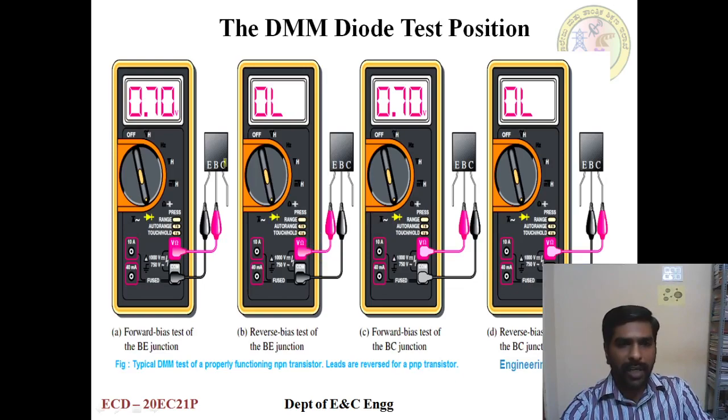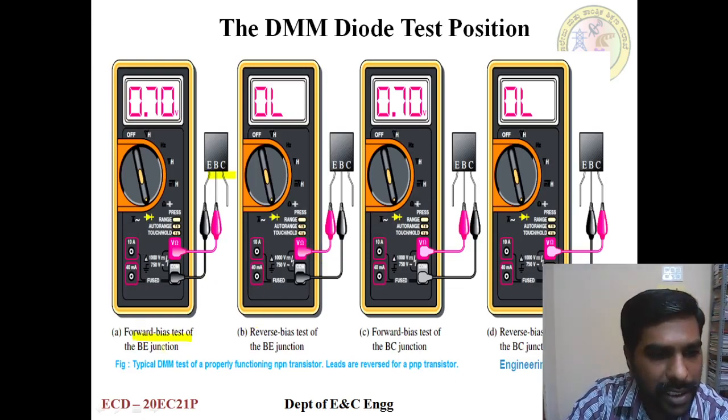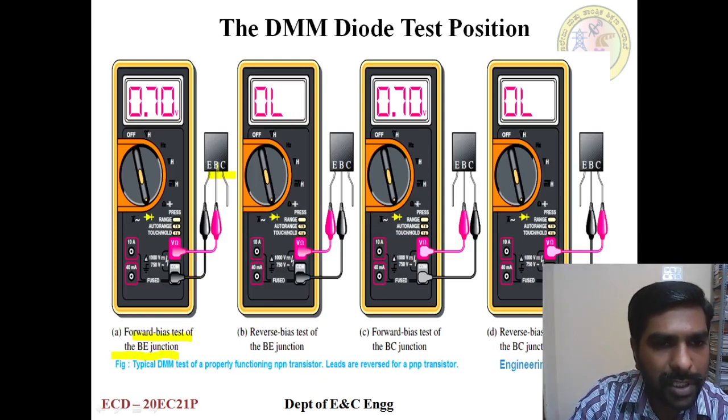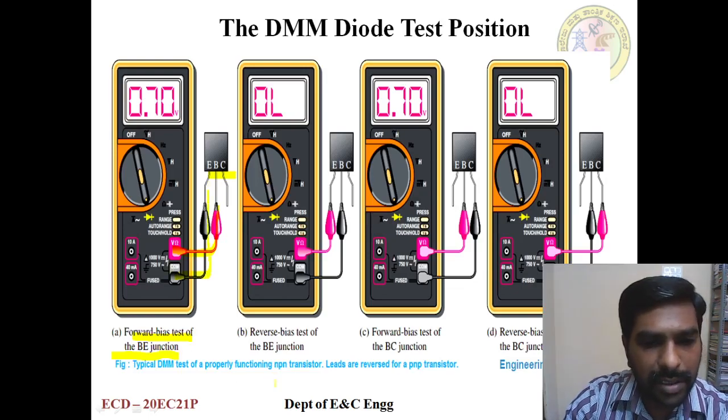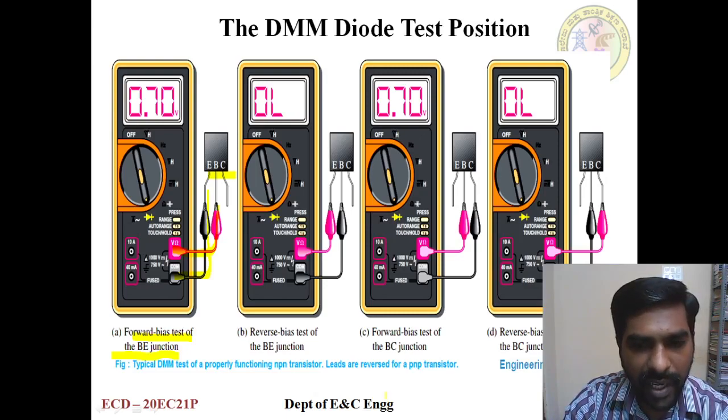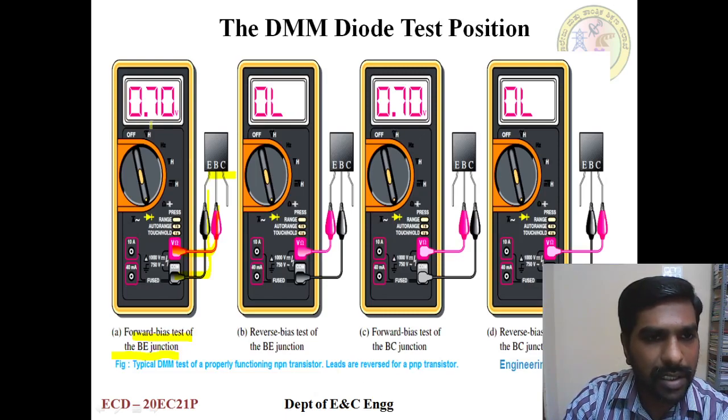See here, explained, taking an emitter base collector transistor. There is a forward biasing test for the base emitter junction. First they will do the base emitter junction. The positive is connected to base and negative is connected to emitter. This is what we call an NPN transistor. See, it should give 0.7. It is good, and then they do reverse bias of the base emitter junction.